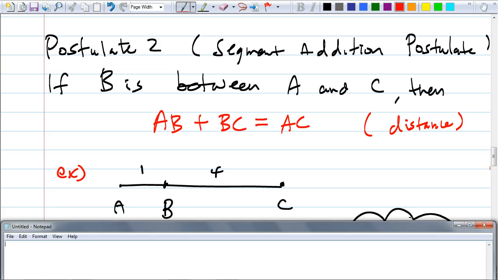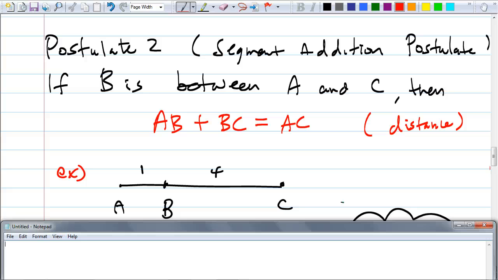Why did you say 1? Because when I say AB, what am I asking? Distance. Yeah, what's the distance of AB. What's BC, guys? 4. So, using this postulate, what's AC equal to? 5. That's what it's saying. So obvious. Any question? That's all it's saying. Do you see why it's called segment addition postulate? When you add two segments, you get the distance of the whole segment.